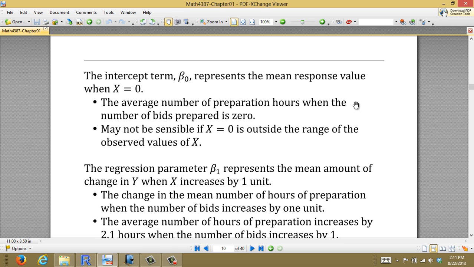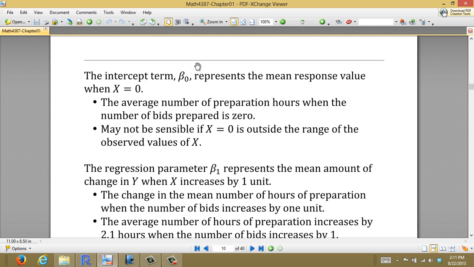So how do we understand these different parameters that are in our model? Well, the intercept term beta naught represents the mean response when x is equal to 0. So in this particular context, beta naught is going to be the average number of preparation hours when the number of bids prepared is 0. However, I will say that oftentimes, even though that's the mathematical interpretation of beta naught, it's not going to make any sense whatsoever. It might be a negative number or a positive number when the predictor variable is equal to 0, which may not make sense at all in practice.